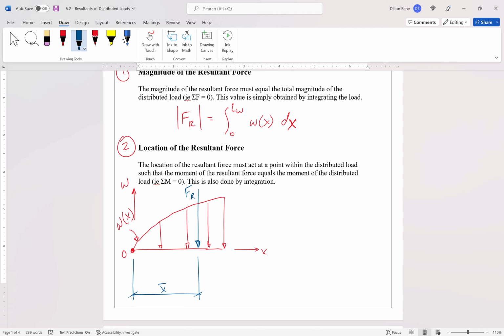What we're trying to do is set the moment of these two separate loads, the moment of the distributed load about O and the moment of FR about O. We need those to be equal to each other, okay? So the moment about point O from FR is just FR times X bar, right? Everybody agree with that? You should. Okay, we're going to set that moment equal to the moment from the distributed load about point O.